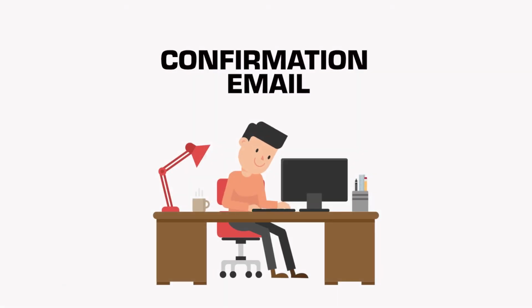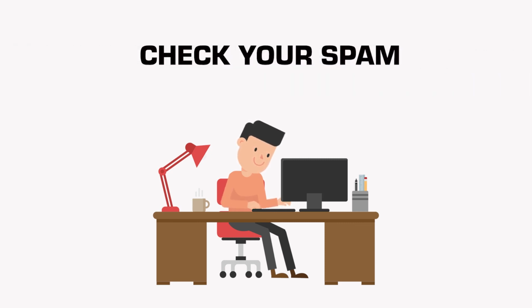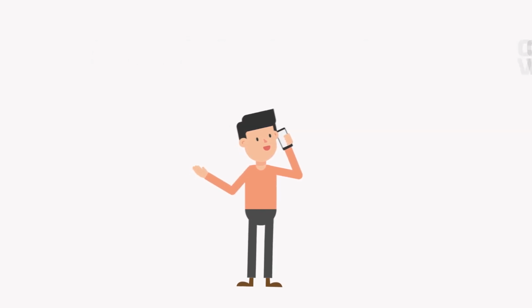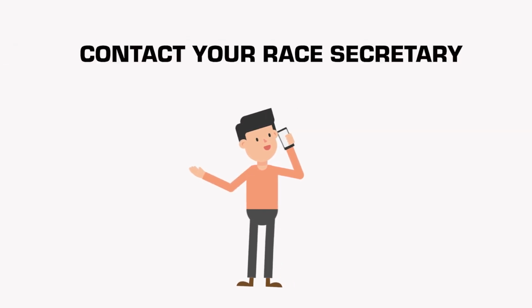Important things to remember. You will receive a confirmation email for each entry. If you don't see it in your inbox within an hour, check your spam. You may not remove your horse once entered via the self-serve online entry program. You must contact the race secretary at the specific racetrack where you've entered your horse.